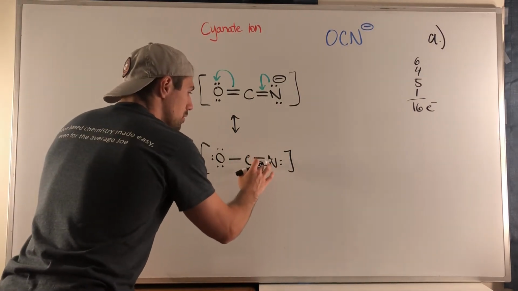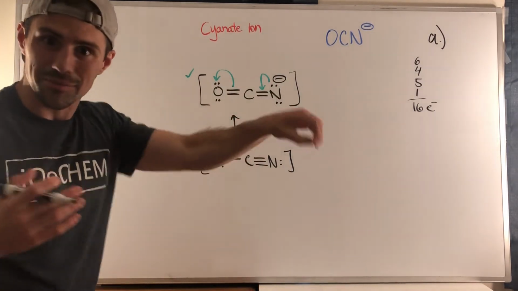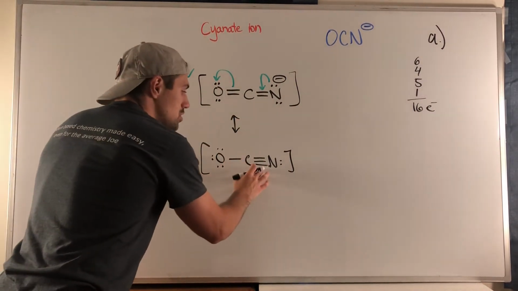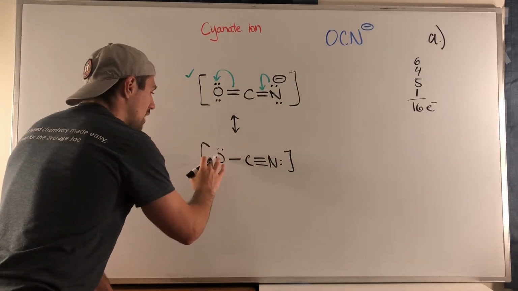Nitrogen, 1, 2, 3, 4, 5. Now nitrogen has a 0 formal charge. I keep doing a 0 to me, but it's for the camera. Carbon still has a 1, 2, 3, 4, still sitting at 0. And it's oxygen now that has 1, 2, 3, 4, 5, 6, 7.